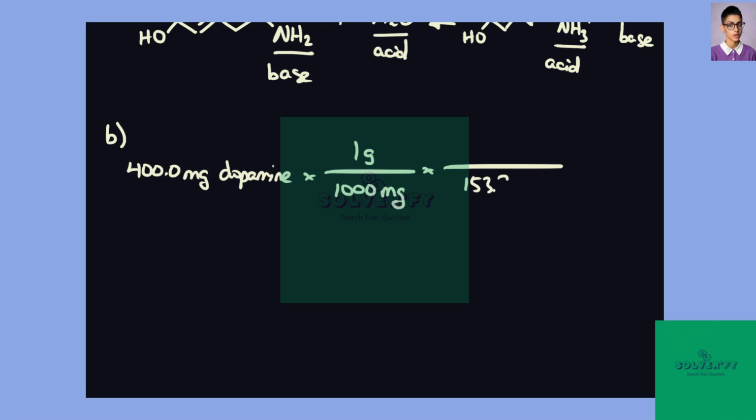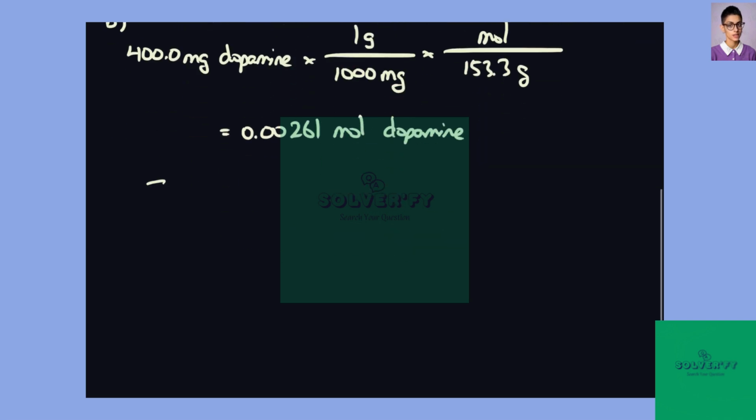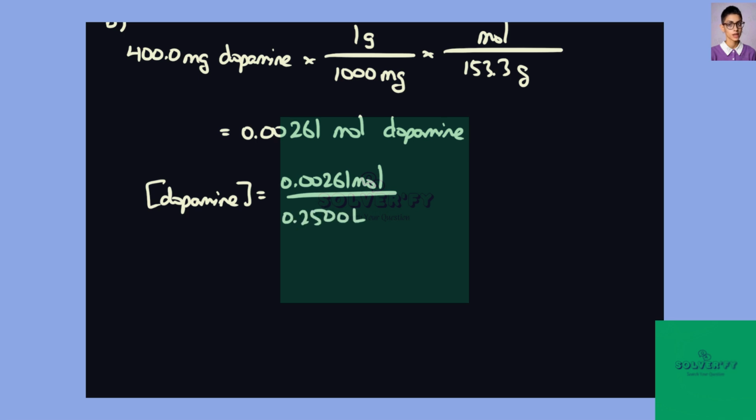And dopamine has a molar mass of 153.3 grams per mole. And this will give us 0.00261 moles for the dopamine. And we can solve for the molarity of the dopamine, which would be equal to the 0.00261 moles divided by the volume, 250 milliliters, converted to liters, and this would work out to 0.0104 molar.